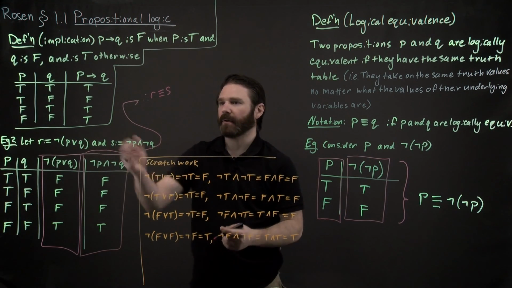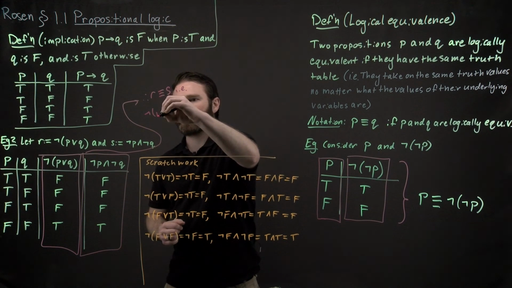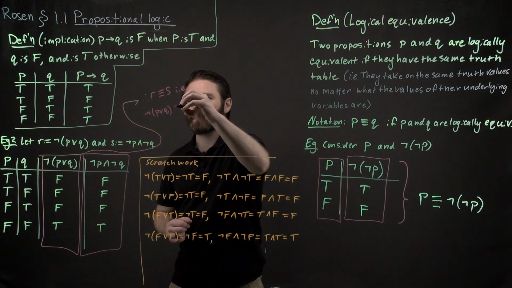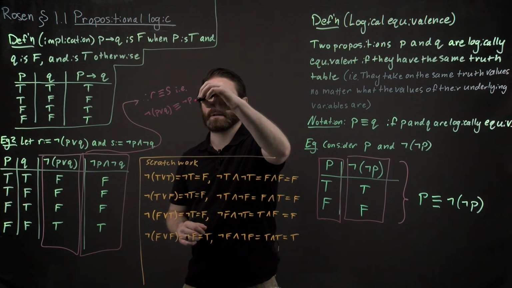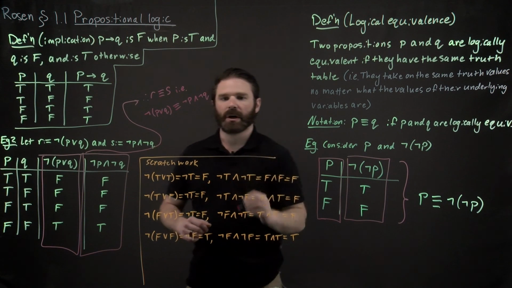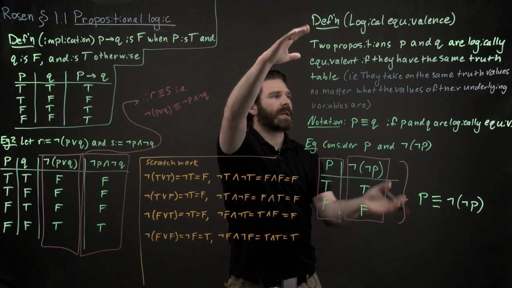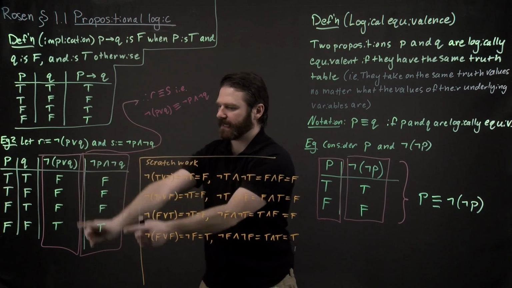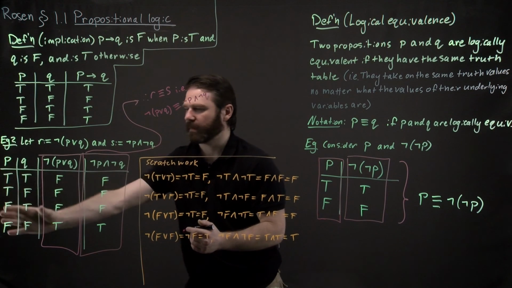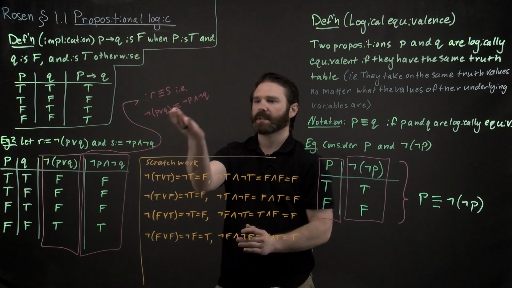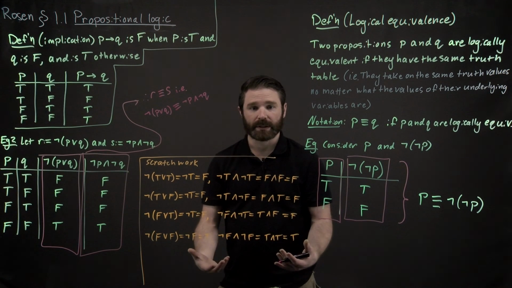Or expanding it out a little bit, i.e., not (P or Q) is logically equivalent to not P and not Q. By definition of logical equivalence, they have the same truth table. Yes, indeed, they have the same truth table, no matter what the values of their underlying variables are. Therefore, these compound logical propositions are logically equivalent.